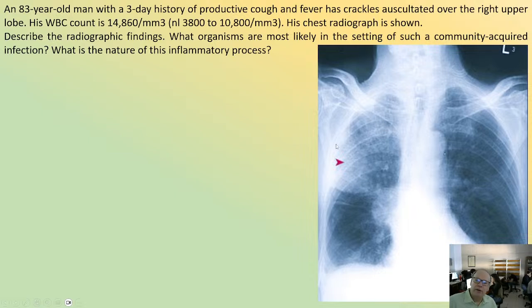What can this be here? Why does this area appear so bright? Yes? Pneumonia. This is pneumonia. This is consolidation. That means something has filled the alveoli, so they no longer have air in the alveoli, but instead of air, we see the inflammatory exudate.